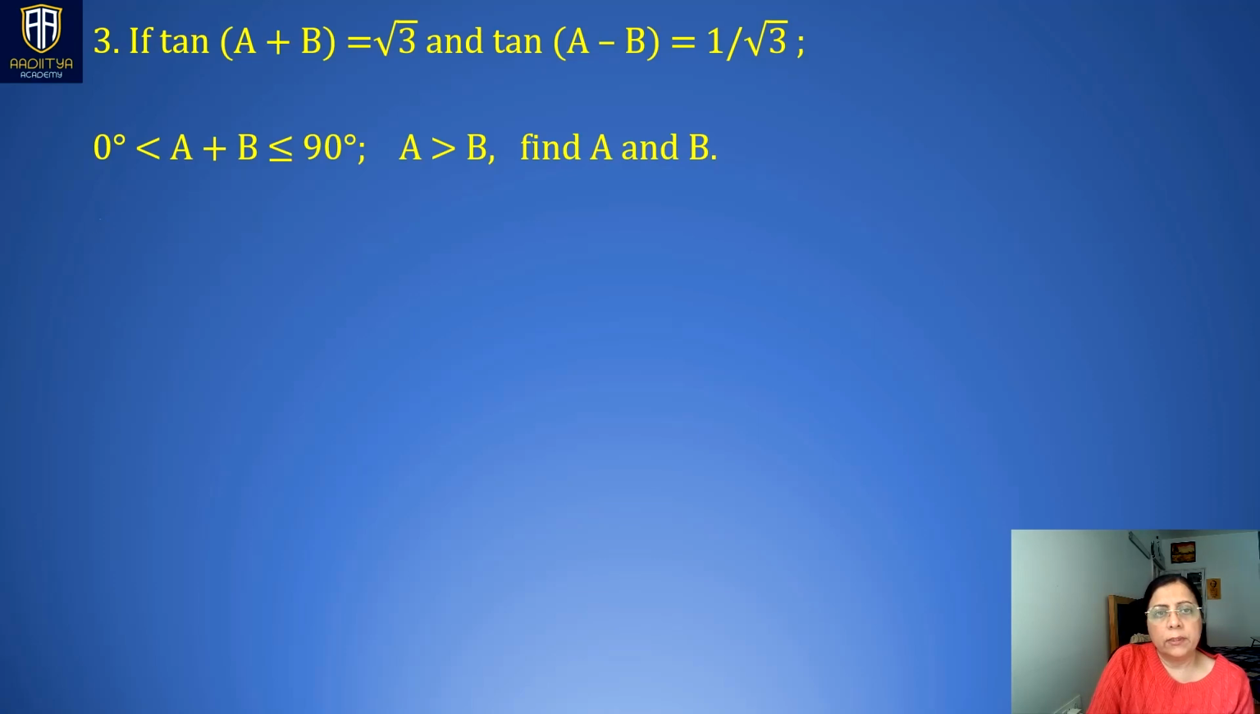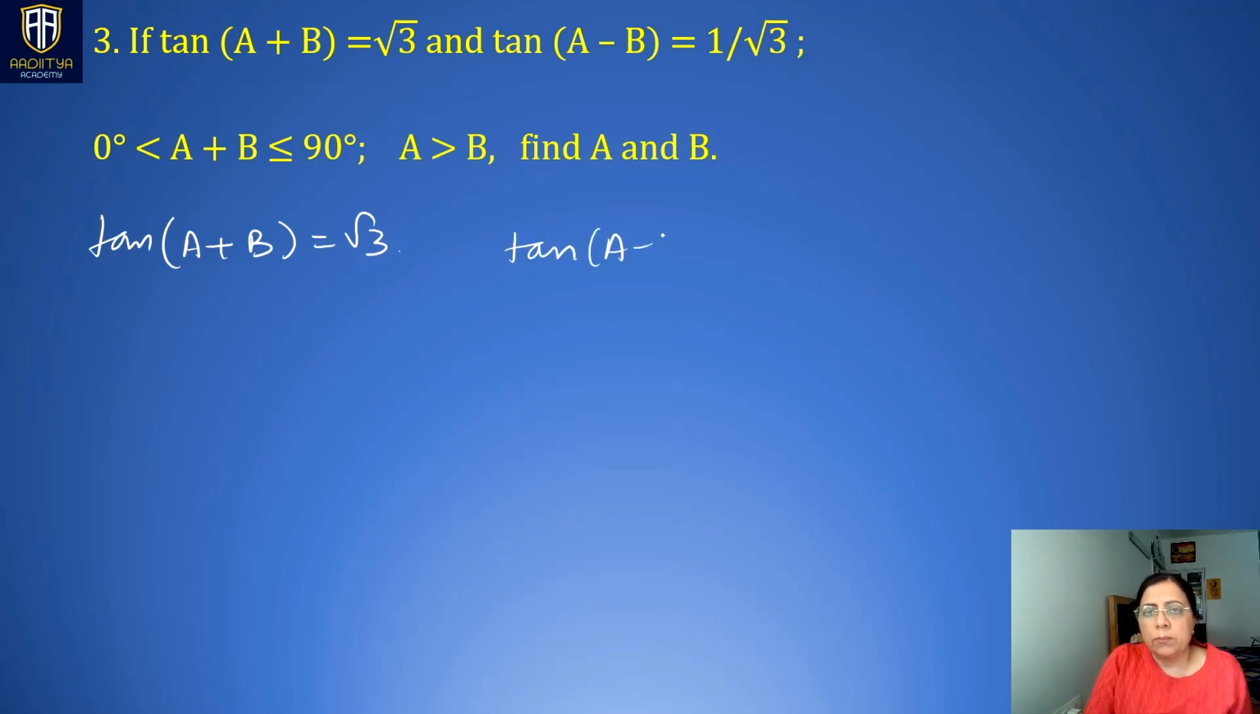So we have, if tan of A plus B, tangent of A plus B is equal to root 3. Right? And the second condition gives us tan of A minus B is 1 upon root 3. An extra thing is given: 0 degrees is less than A plus B, which is less than or equal to 90 degrees. That means A plus B is an acute angle and A is greater than B. A is greater than B and A plus B is an acute angle.